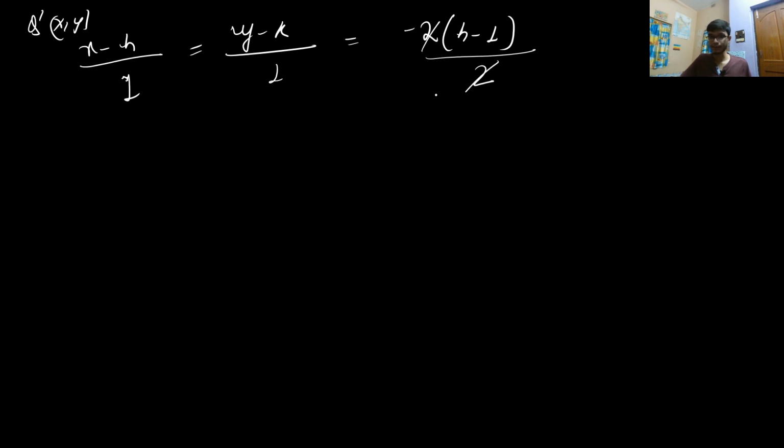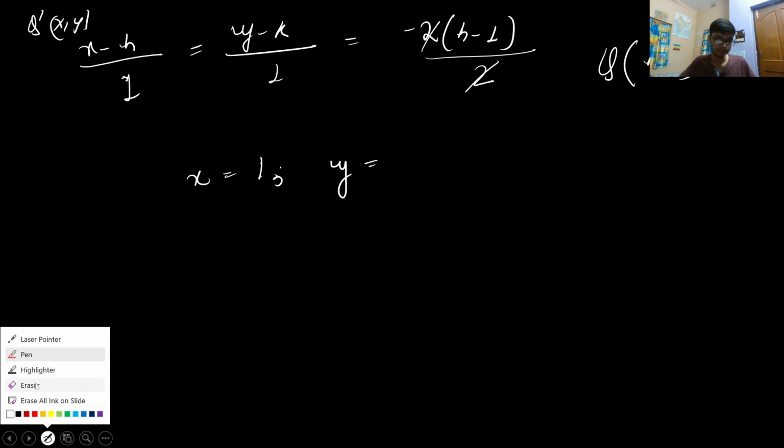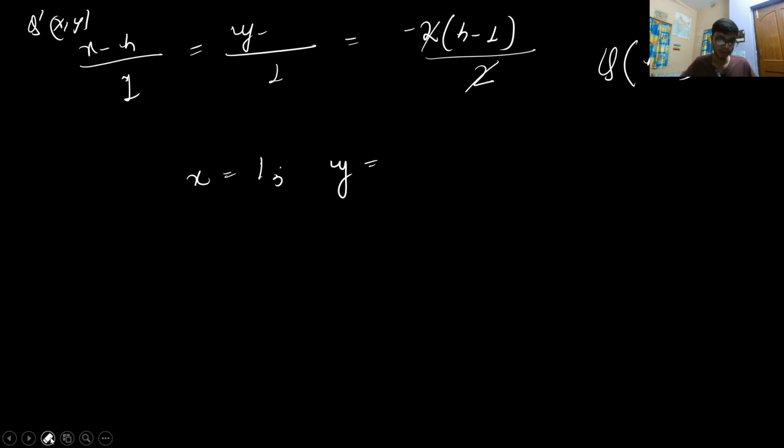So from here, 2 and 2 get cancelled, and you get the equation x is equal to 1, and if you solve for y, you will get the value of y. Because Q is a point on the x axis, it will have coordinates h comma 0. So in place of k, we put k is equal to 0. From here, if you solve, the value of y you will get is 1 minus h.